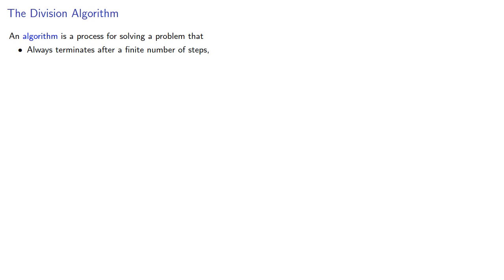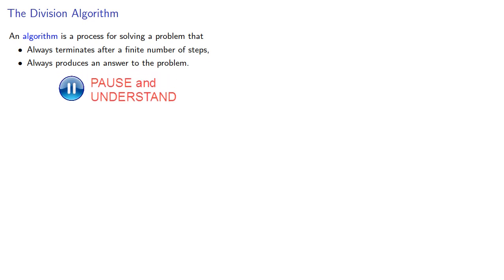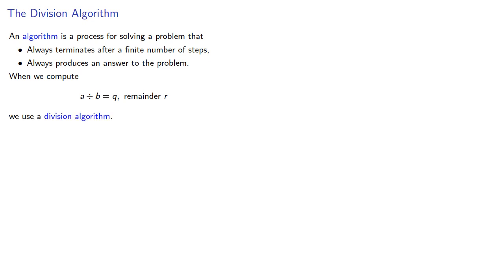So let's talk about the division algorithm. An algorithm is a process for solving a problem that always terminates after a finite number of steps and always produces an answer to the problem. When we compute a divided by b equals q with remainder r, we use a division algorithm. Or do we?